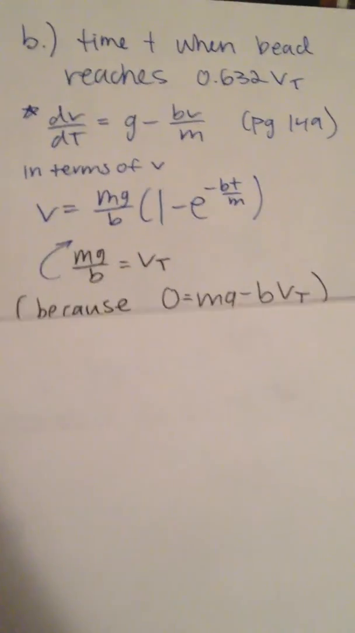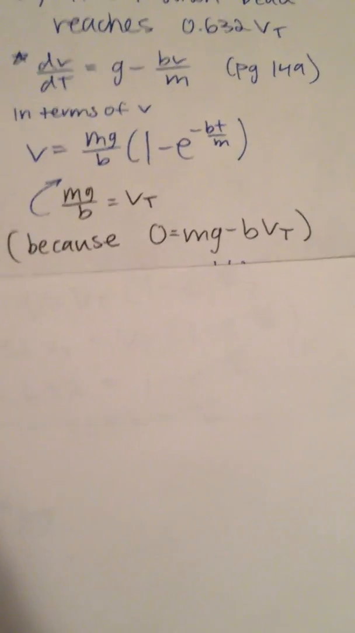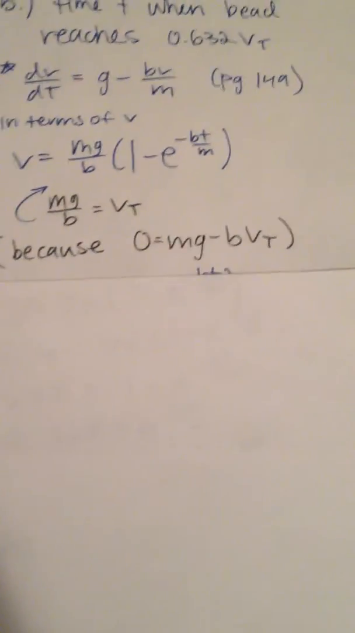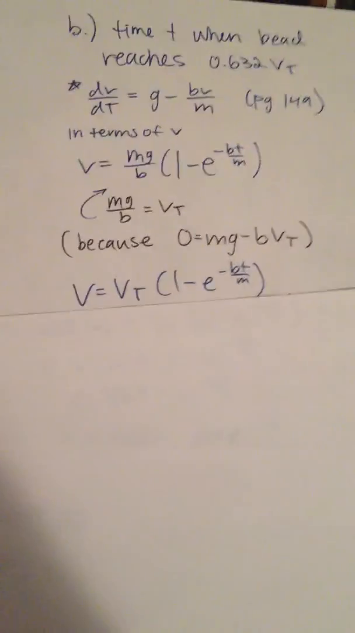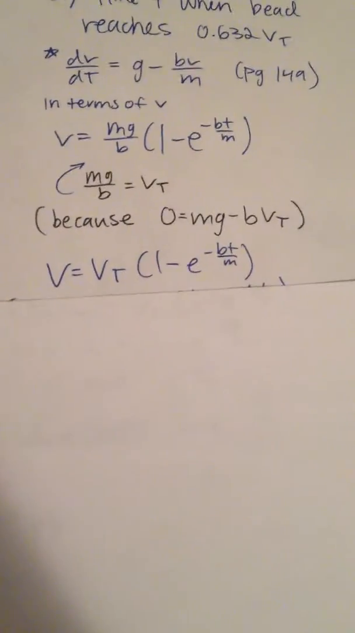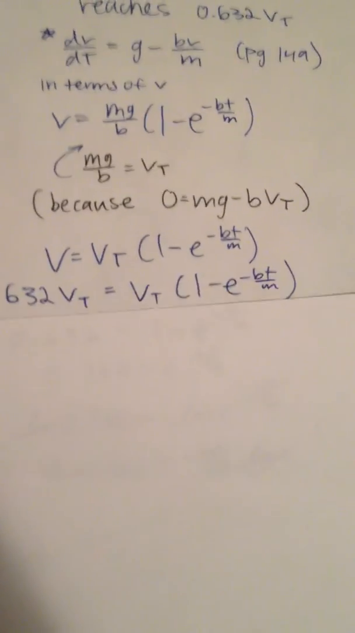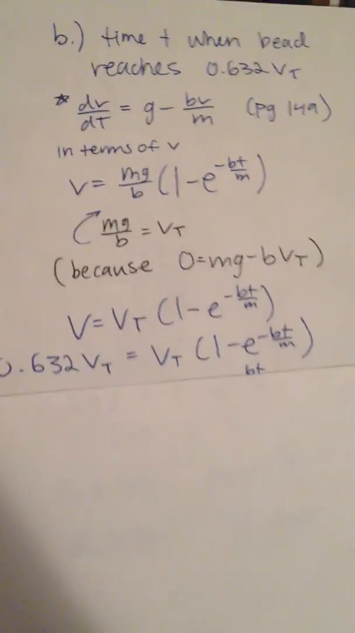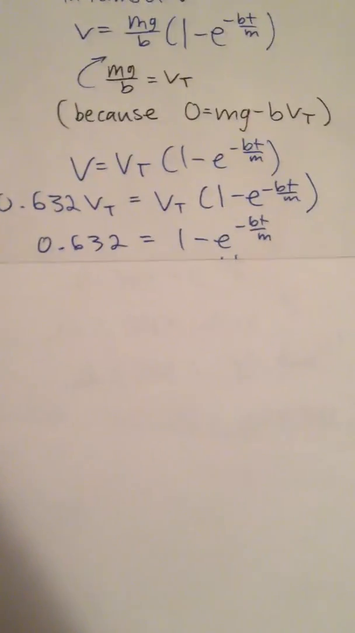Okay, so then we can plug the terminal velocity in as mg over b because of our equation that we used earlier, that 0 equals mg minus b times terminal velocity, to get v equals vt times 1 minus e to the negative bt over m power. And we know that the velocity is 0.632 vt because that's what they told us at the top. That's when we're trying to find the time. So divide velocity by the terminal velocity on both sides, and you get this.